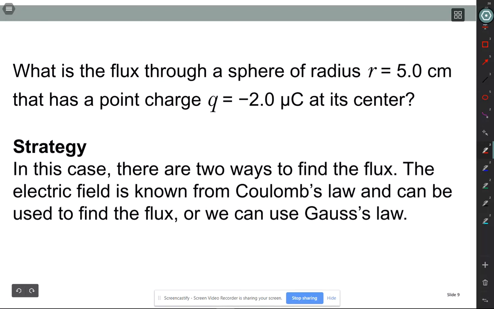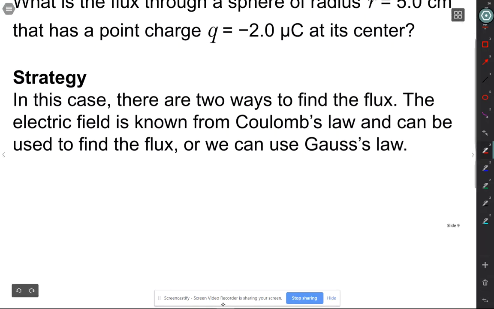So, a first question. What is the flux through a sphere of radius 5 centimeters that has a point charge of Q equals -2 microcoulombs at its center? There are two ways. The electric field is known from Coulomb's law and can be used to find the flux, or we can use Gauss's law. So, how do you find the flux?